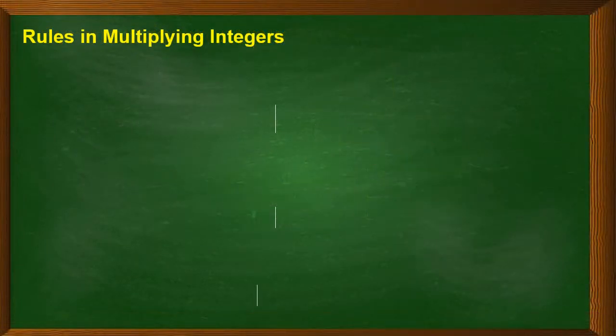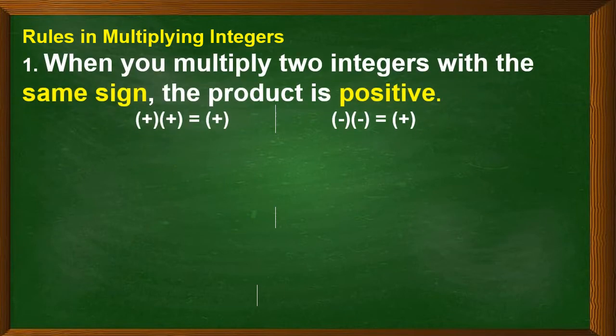Now, let's begin with the rule in multiplying integers. When you multiply two integers with the same sign, remember, same sign, the product is positive. So remember this, same sign, positive. So positive times positive, the answer is positive. Or negative times negative, the sign of our product is positive.